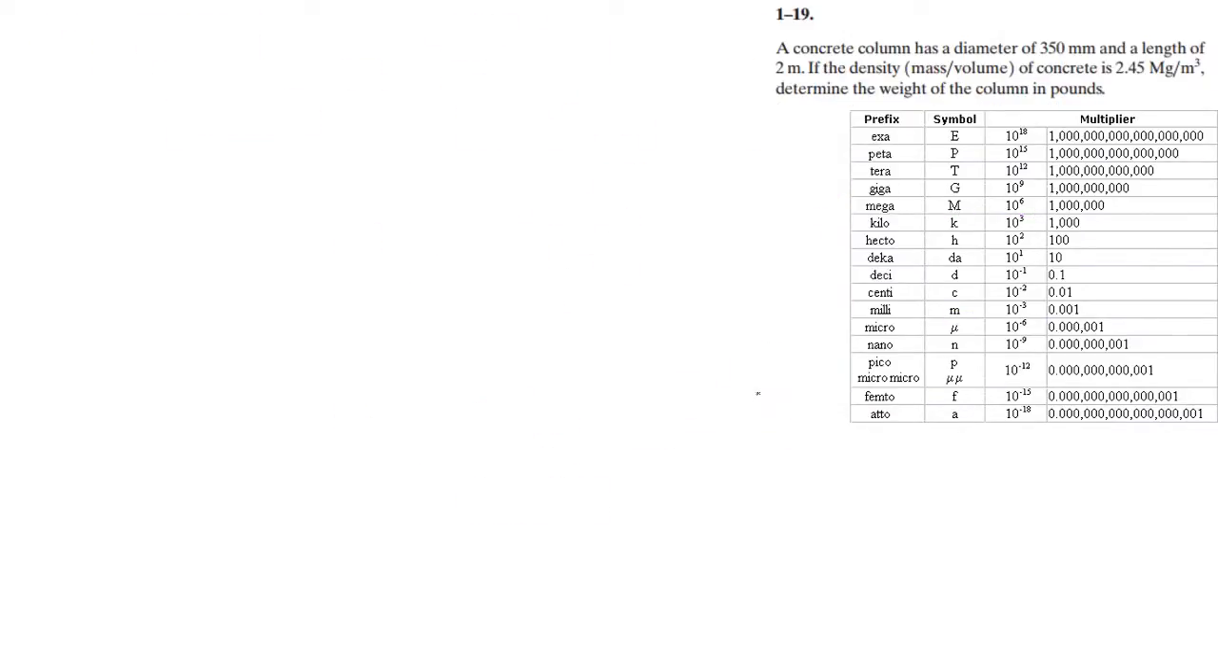So moving on to 1-19, a concrete column has a diameter of, okay, let's start taking notes. It's important to take notes. Gotta be a note taker. 350 millimeters. And a length, so we'll put R, no, we won't put R for our unit of length. We'll put L, 2 meters. Okay, and if the density is this guy, determine the weight of the column in pounds.